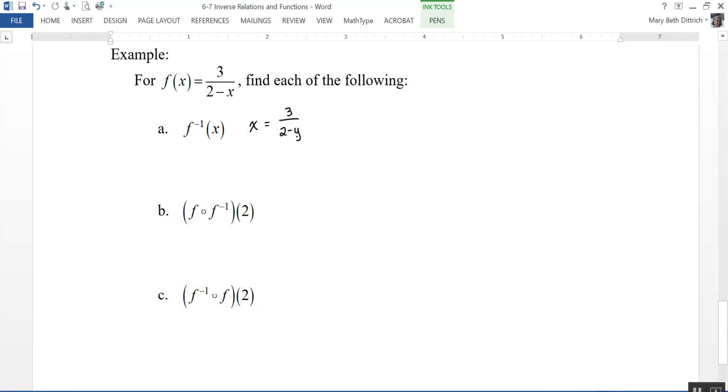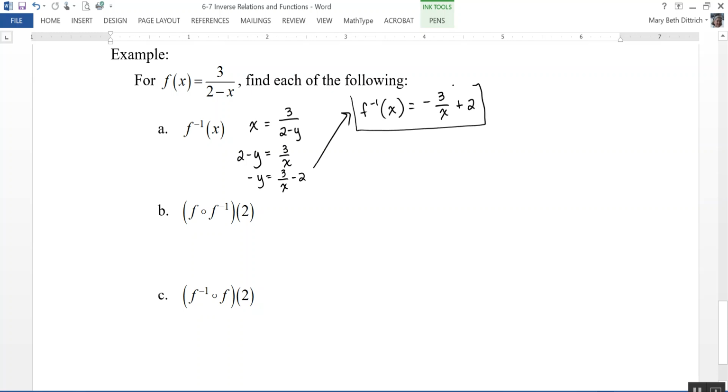The problem is it's in the denominator. So if I multiply both sides of the equation by 2 minus y, and then I'll divide both sides by x, I get 2 minus y is equal to 3/x, and then subtracting 2 on both sides, negative y is equal to 3/x minus 2. Let me pop it up here. Dividing or multiplying everything by a negative 1 will give me the inverse of f of x is equal to negative 3/x plus 2. So there's my inverse.